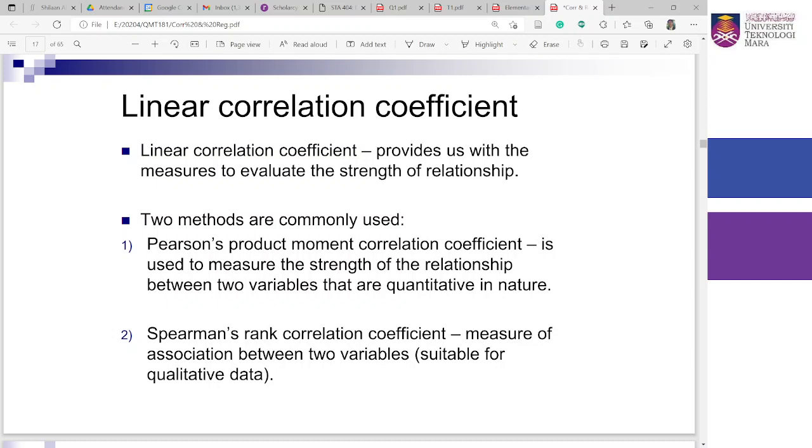We call this the linear correlation coefficient. It provides us with the measures to evaluate the strength of the relationship. Not only the strength of the relationship, but also the direction of the relationship.